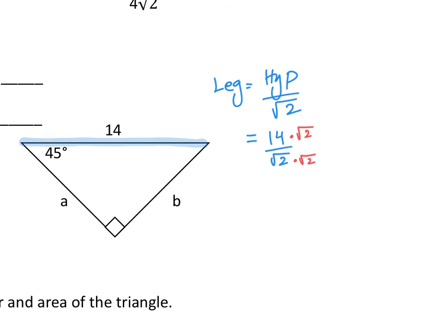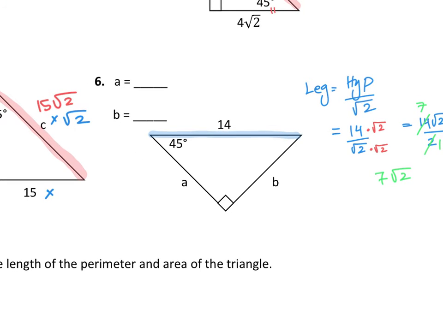14 times root 2 is 14 root 2. Root 2 times root 2 is 2. When you multiply a radical by itself, the radical goes away. 14 divided by 2 is 7. So the answer is going to be 7 root 2. So in this case, both legs are going to be equal to 7 root 2.